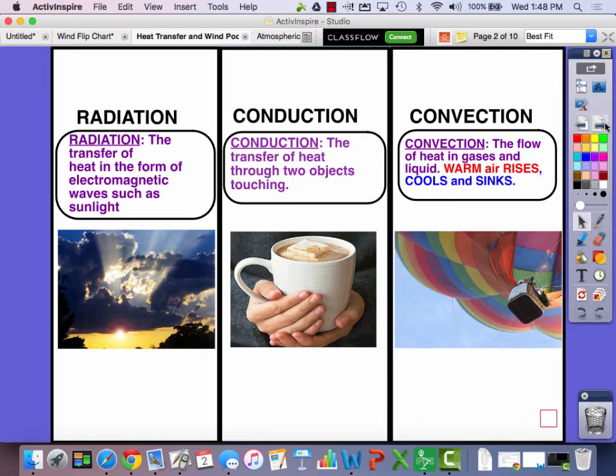And the third kind is convection. That's the flow of heat in gases and liquids. Warm air rises, cool air sinks. Remember, we talked about this when we talked about deep ocean currents, and so you should be really familiar with convection. Don't forget about our 2 experiments before Thanksgiving break and how the hot air made things rise.